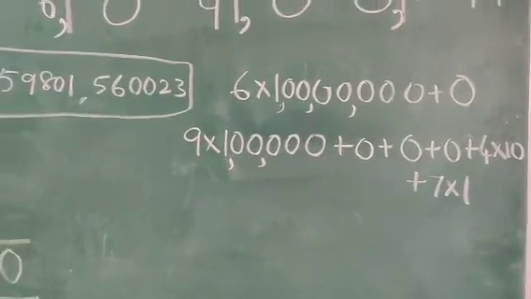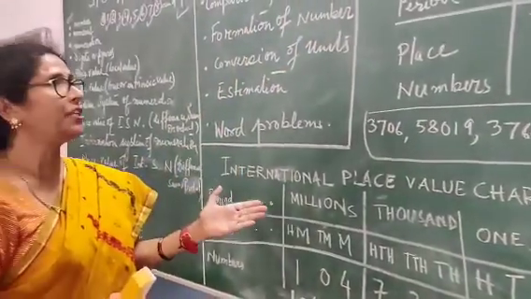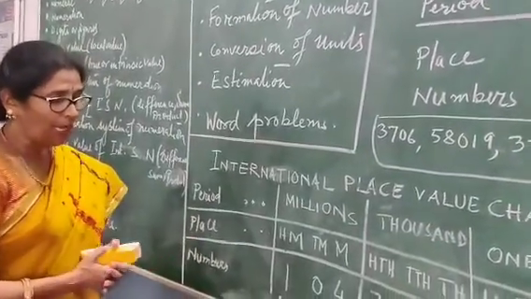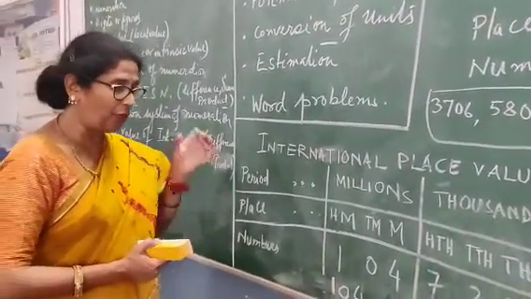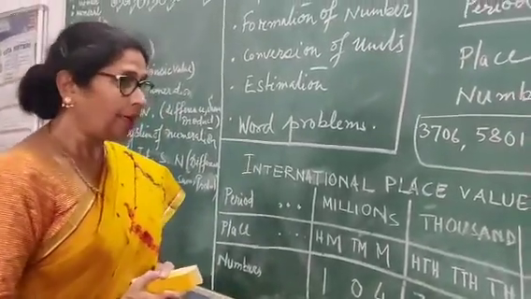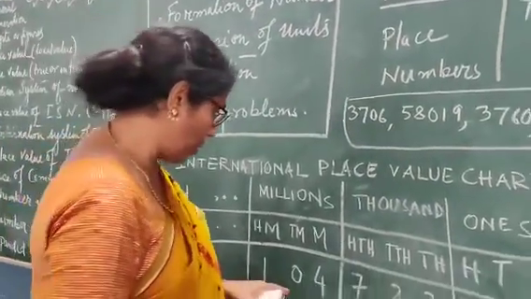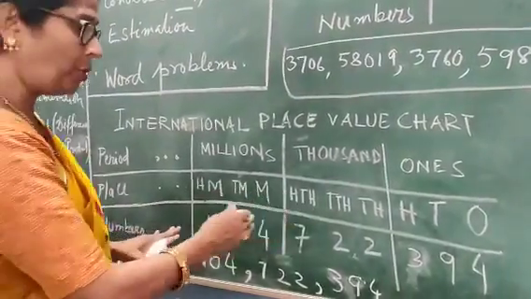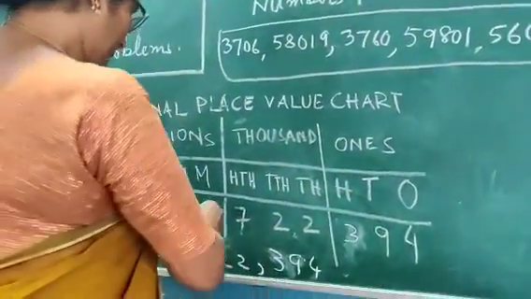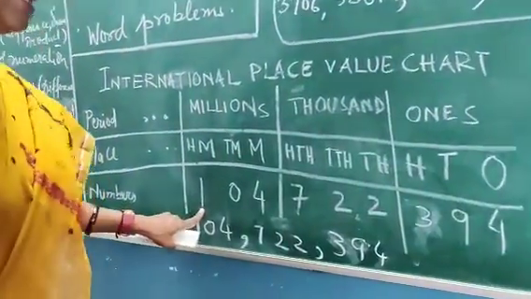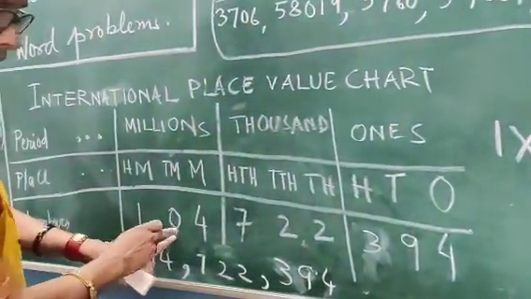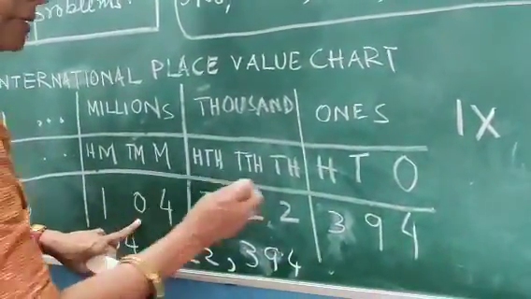So in the case of the international system and the Indian system, how to write in expanded form, I hope you can do on your own also. In that case also, in the same way we have to write in the expanded form. So in that case, what do you write? 1 into, then how many zeros do we have to put?